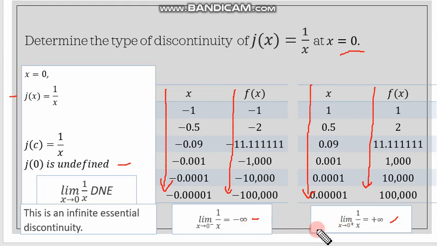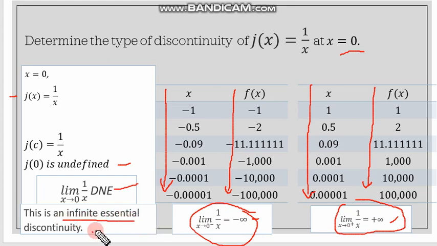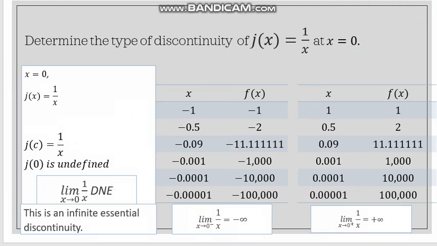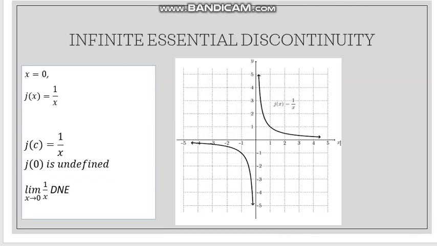So the limit of the function does not exist. And since we are talking about infinities in its limit, therefore this type of discontinuity is what we call infinite essential discontinuity. We can verify that here on the graph of the function.